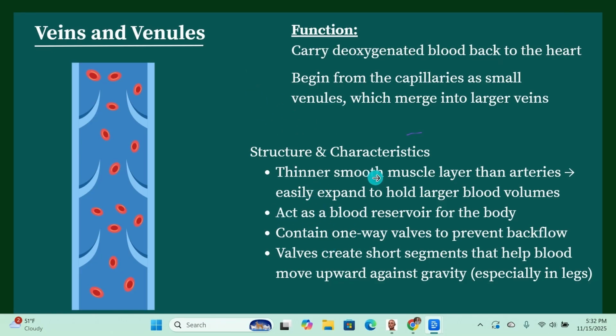The structure and characteristics: they are thinner. They have a thinner smooth muscle layer than arteries and easily expand to hold larger blood volumes. So essentially, veins are the storage compartment for blood. At any given time, there will be more blood in the veins than there is in the arteries.